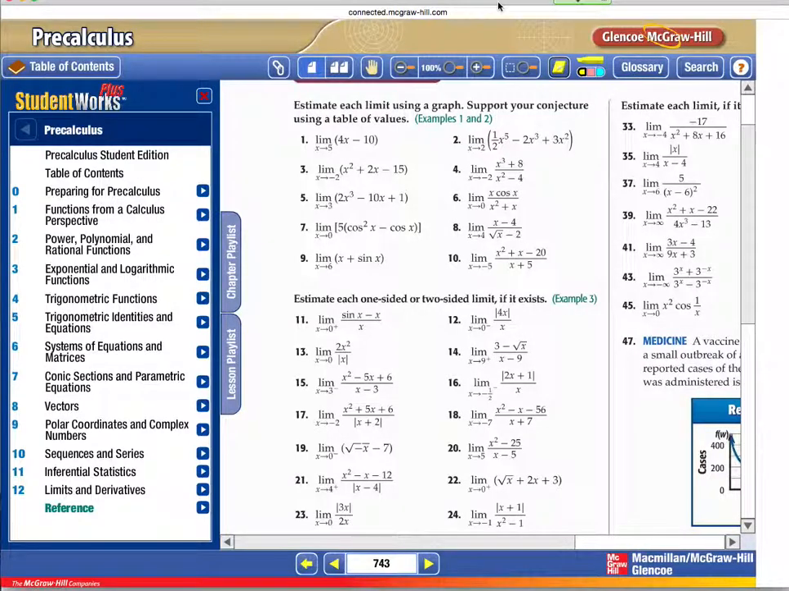Now we're going to look at estimating the limit of a function, and we're going to do it in two ways, numerically and graphically. That's what we're looking at today.